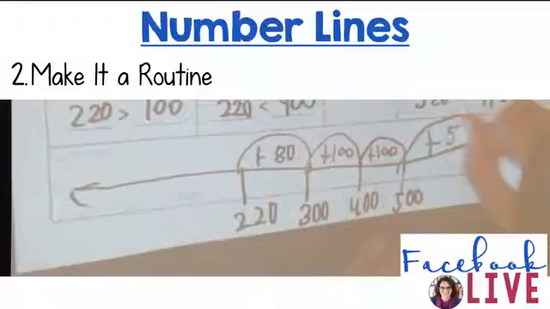I print one up for students, and every single day we work on creating a number line. At the beginning of the year, we work on numbers 0 through 99, and we create a number line to 100. As students do more work with place value, we go up to 1,000.